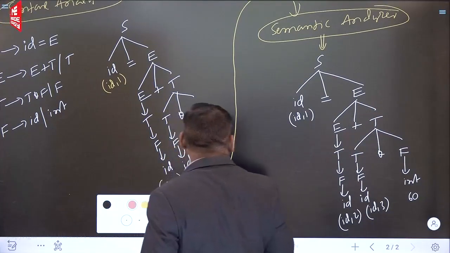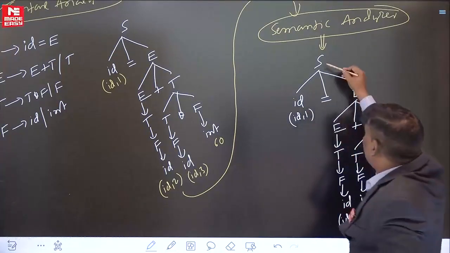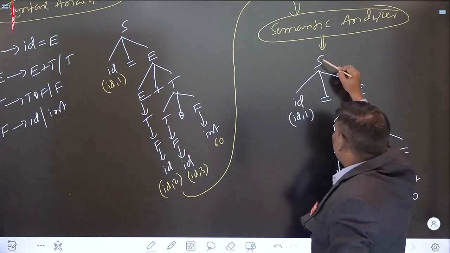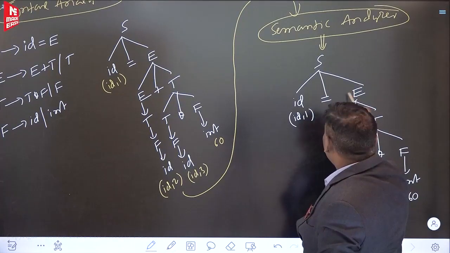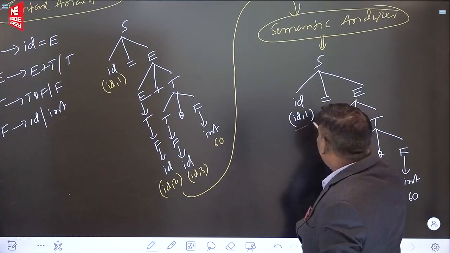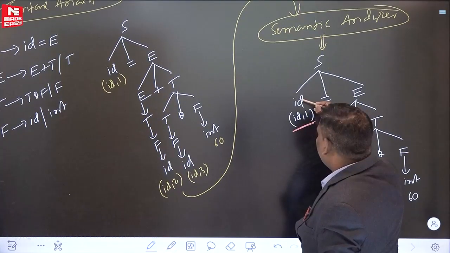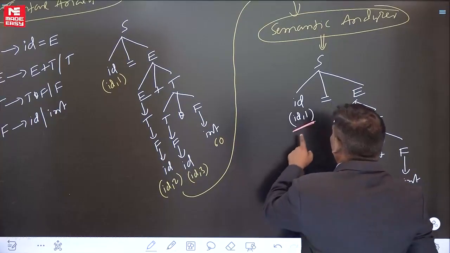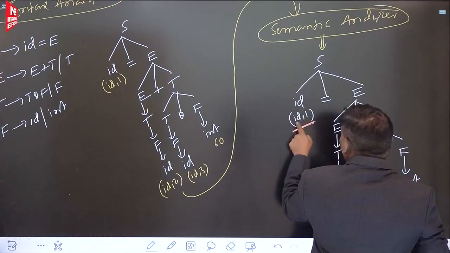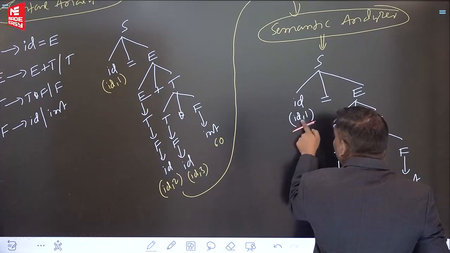Listen everyone. S goes to ID is equal to E. That's okay, but what is the identifier? ID1. So the identifier is the token number. What is the meaning of ID1? Is it a token number or not? Yes. What is the meaning of ID1?